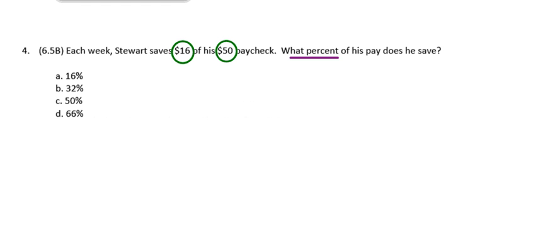Question 4. Each week, Stuart saves $16 out of his $50 paycheck. What percent of his pay does he save? He saves 16 of his $50. What percent would that be? A, 16%, B, 32%, C, 50%, D, 66%.